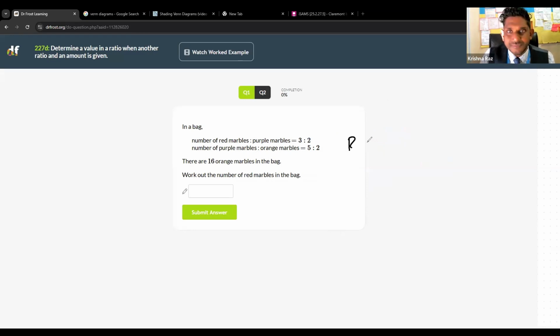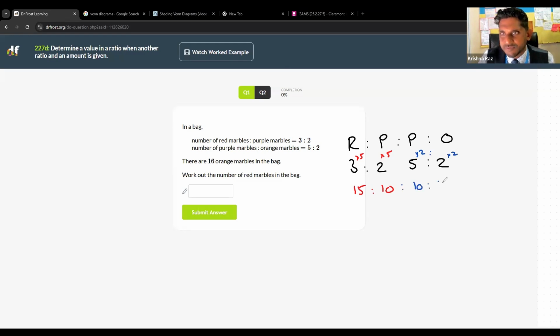Welcome back. So we have red to purple, 3 to 2. Purple to orange, 5 to 2. So now we're going to times these numbers by 5, and that will give us 15 to 10. If we times the other numbers by 2, we're going to get 10 to 4. So this is the same, so we don't have to write it twice anymore.